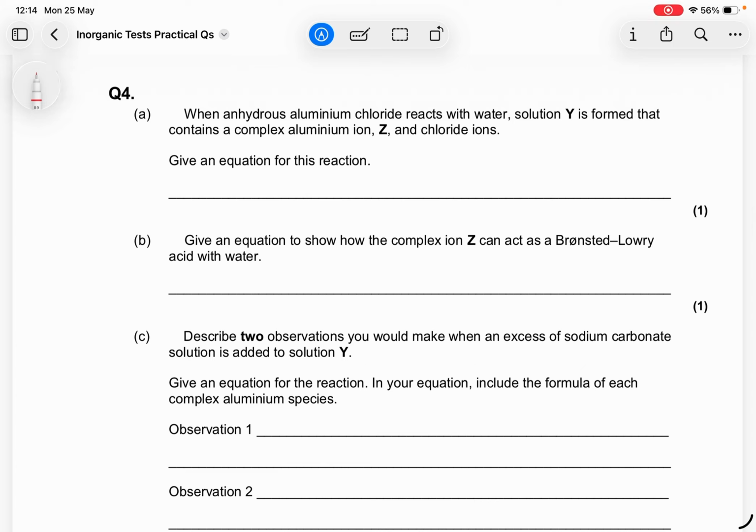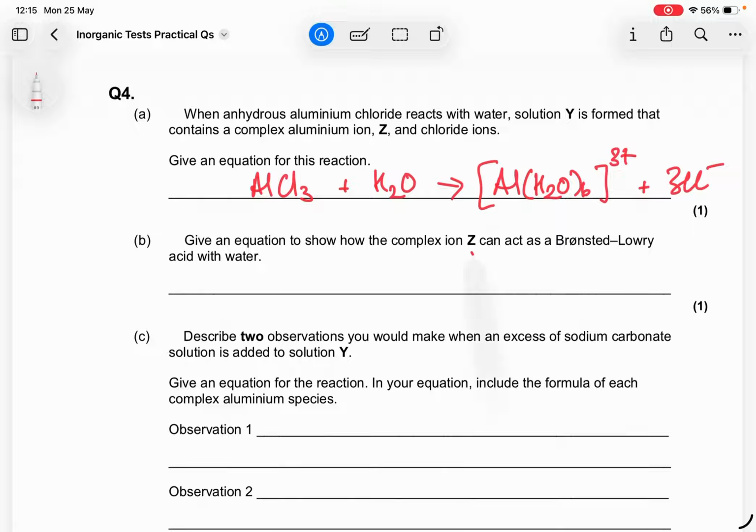Question 4 is just a comparison with silver chloride. It reacts with water to form a solution. Now this falls into transition metals. Whenever you have a transition metal or silver chloride salt reacting with water, it will produce the hexa-aqua complex, plus 3Cl minus.